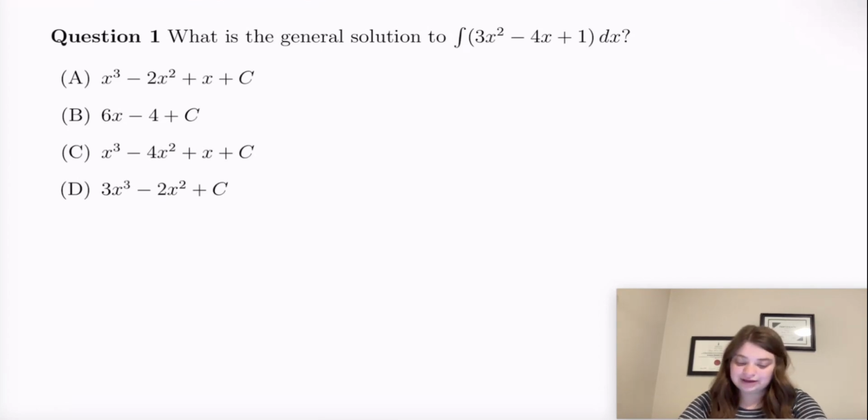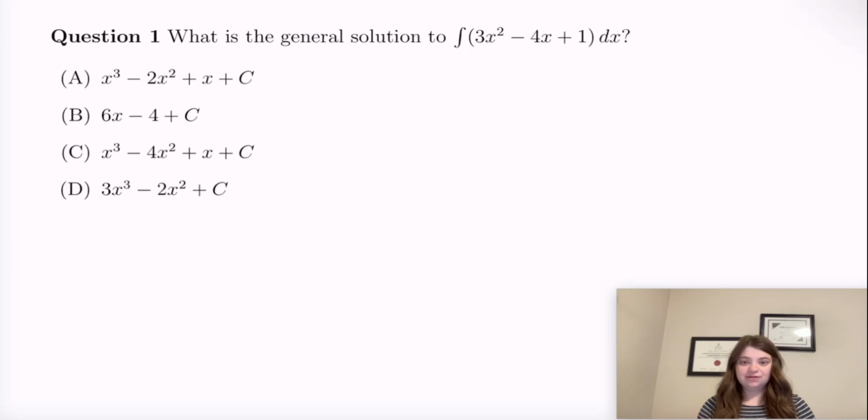of 3x squared minus 4x plus 1. So what we want to do here is we basically want to find the family or the collection of all the antiderivatives of 3x squared minus 4x plus 1. So first, I'm going to start with 3x squared.